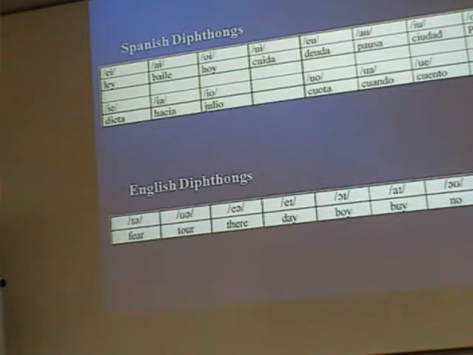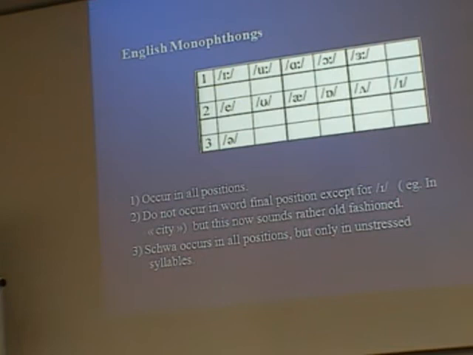English monophthongs, here they are. There should be 12 of them if I've counted correctly. The ones that you can see on line one, on the top line, occur in all positions. So at the beginning, in the middle, and at the end of words. Those on the second line do not occur in final position. So you don't get that row of vowel sounds at the end, except possibly the last one in the row, the I sound.